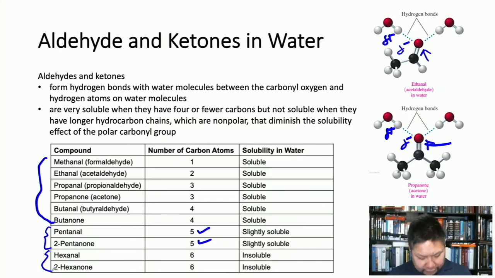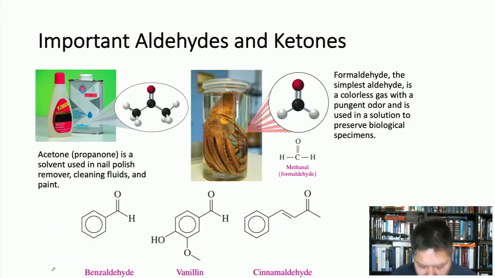So what are some important ketones and aldehydes? Well, we already talked about one: that's propanone, which is acetone. And then we talked about the other one, formaldehyde.